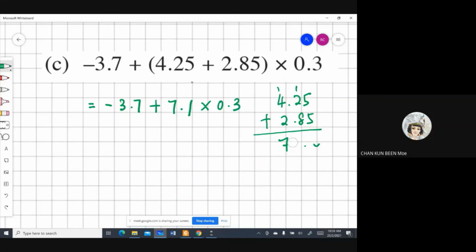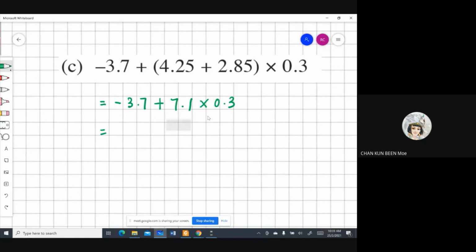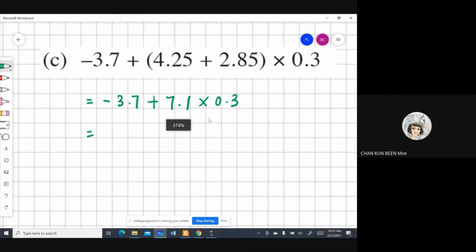Okay, so this one we don't want anymore. This is the calculation that won't be given marks. The important part is you show this. That is where the marks will be given. Okay, so now we have positive. We have multiplication. For sure, we are going to solve the multiplication first, right?